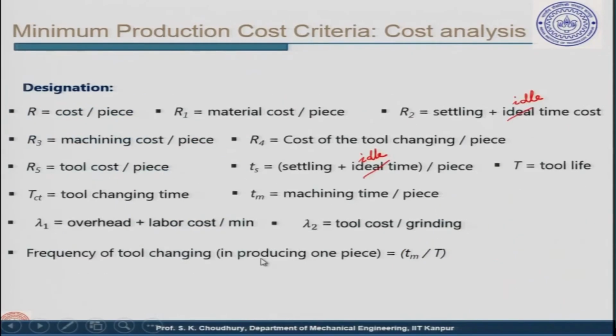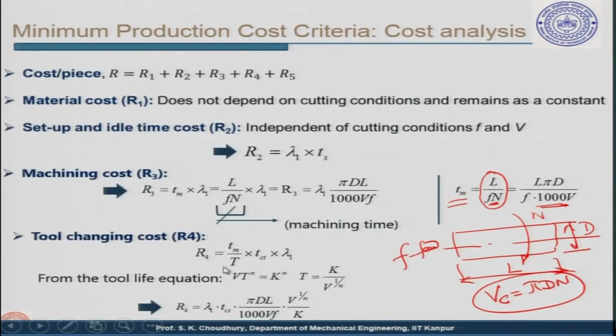T c t is the tool changing time. By the way, it is not the capital T, it is the small t, all right. T c t is the tool changing time. Now, this multiplied by the frequency, into the overhead and the labor, will give you the tool changing cost.